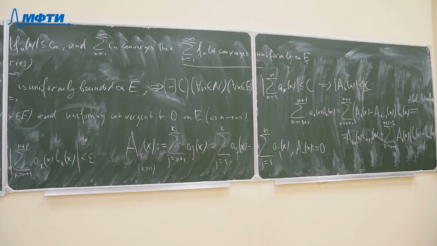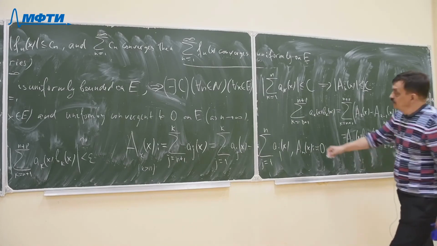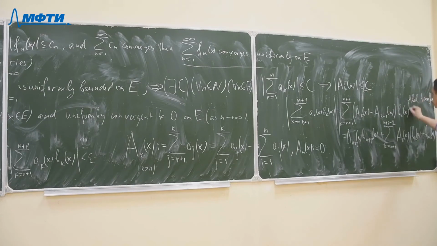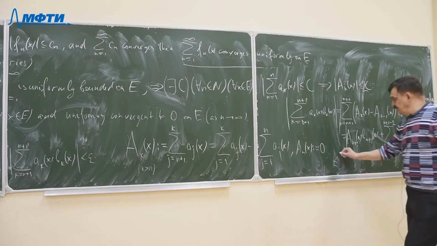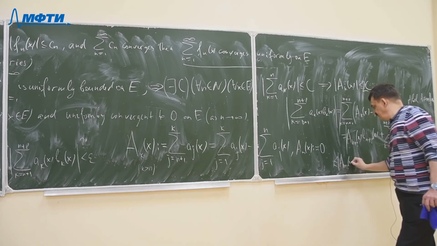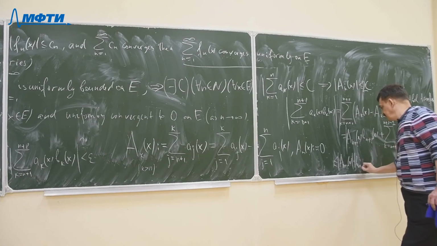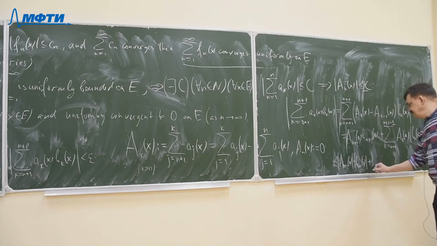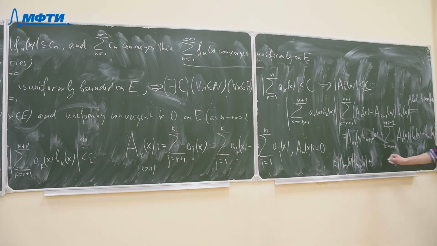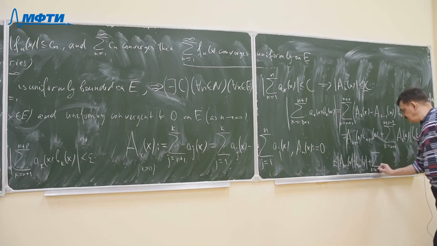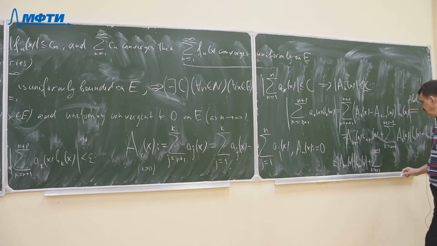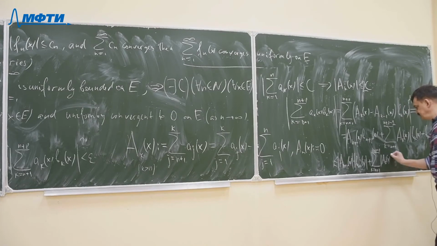Now remember, I want to estimate, right? So I put modulus, and then apply the triangle inequality. So we apply the triangle inequality: modulus A_{n plus p} of x times modulus b_{n plus p} of x, plus the sum k from n plus 1 up to n plus p minus 1 of modulus A_k of x times modulus b_k of x minus b_{k plus 1} of x.